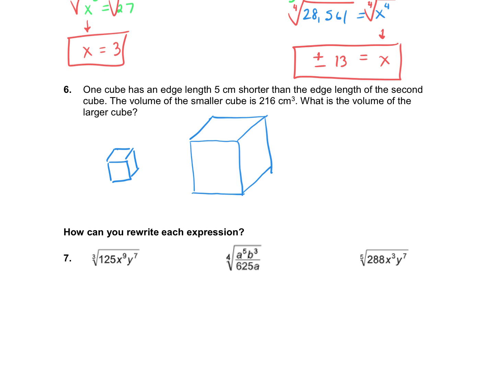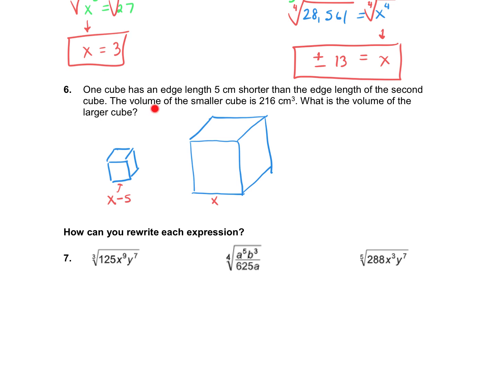So what we can do is we can define this one has an edge length of x. So this one would have an edge length that is 5 centimeters shorter. So it's going to be that first edge length, and we're going to subtract 5 to make it 5 centimeters shorter. What we want to remember is that because it's a cube, every dimension, here's our length is x, our width is x, and our height is x, and same thing over here. This is an x minus 5, an x minus 5, and an x minus 5.